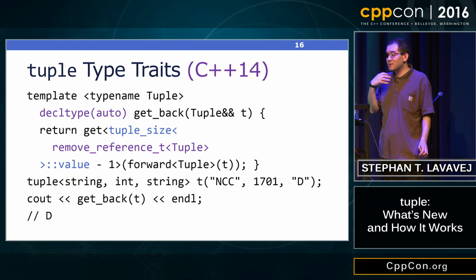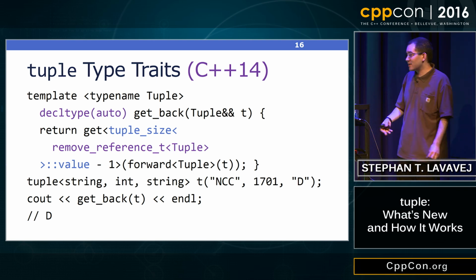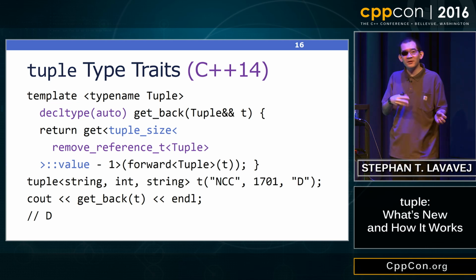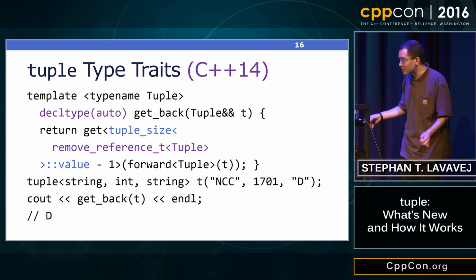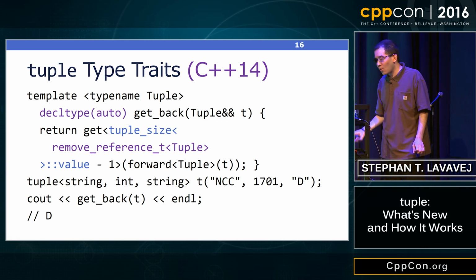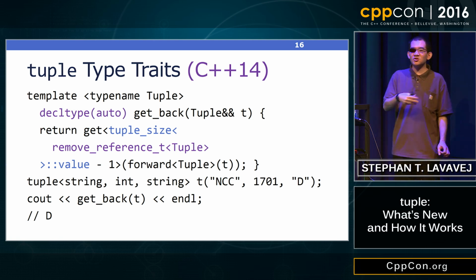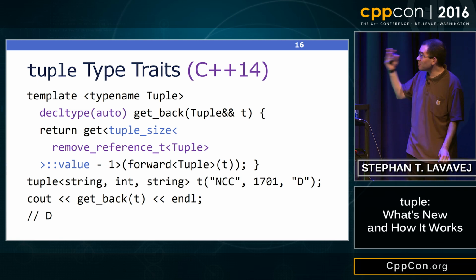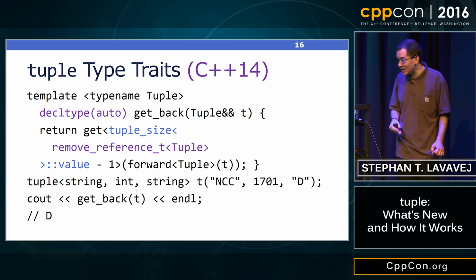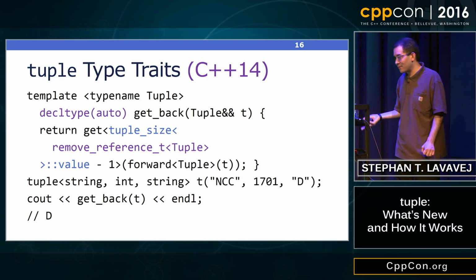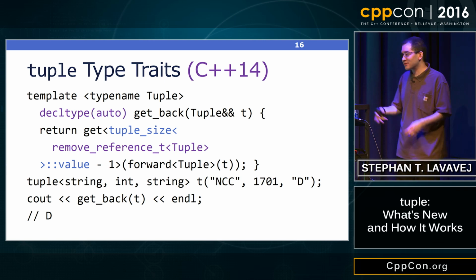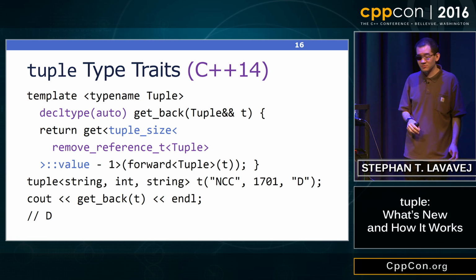So here I write a perfectly forwarding function that takes some arbitrary tuple ref, and I want to get the n-1th element. Well, how can I express the concept n-1? Well, I simply say, what is the tuple size of this thing, and then subtract 1. But when I say what is the tuple size of this thing, I can't simply say capital T, because if I'm called with an lvalue, that could be an lvalue reference type. So I need to remove reference from it. And in C++11, this would be typename remove_reference of capital T double colon type. That's horrible. So I use C++14's remove_reference_t.